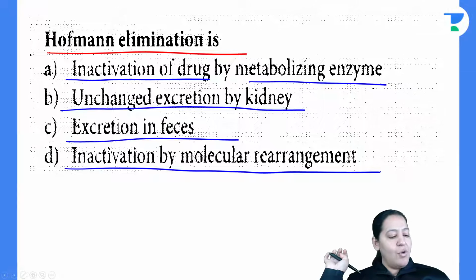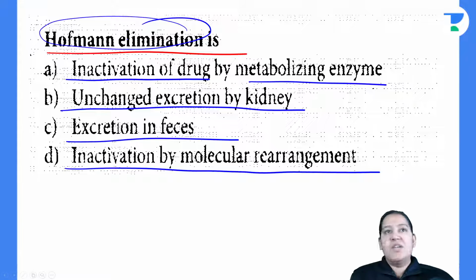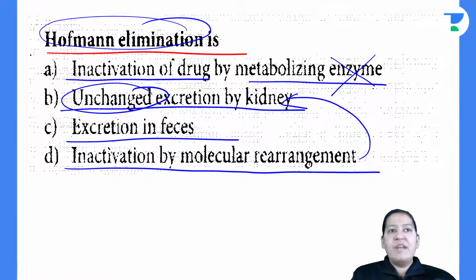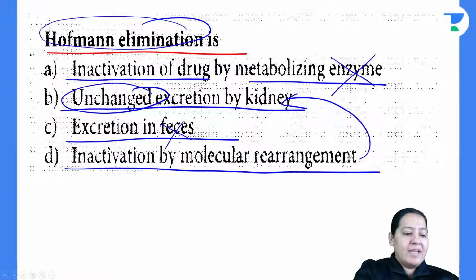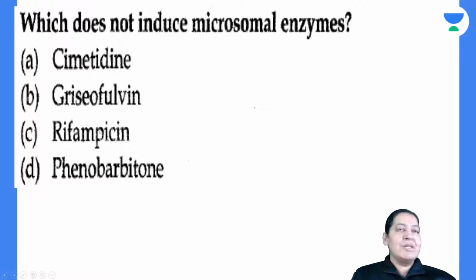What is it? You all are right. The drug itself is doing some molecular rearrangement without the agency of an enzyme, so no enzyme is required. After molecular rearrangement, it will be excreted by the kidney. It is not unchanged excretion; it is changed, but the change is done by itself. It is not in feces, it will be in urine only. So the other 3 options are incorrect, I am ruling them out, and the correct answer here is D. You all are right. Very good.